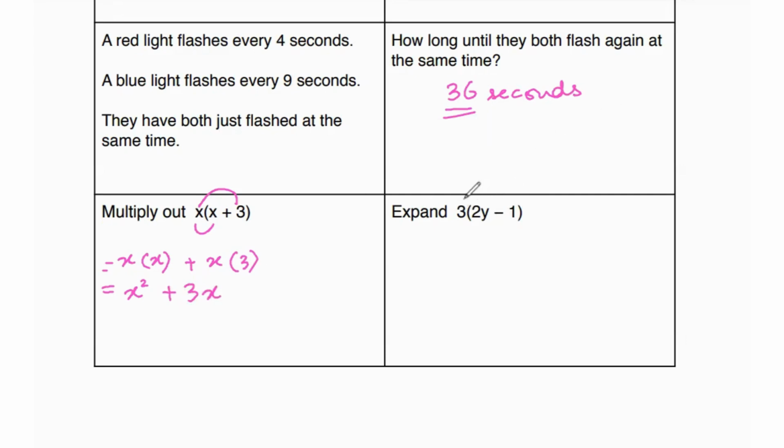3 brackets 2y minus 1. So same thing, you multiply 3 with both the terms inside the bracket. That's 3 times 2y plus 3 times negative 1. That is 6y minus 3. And that is your answer.